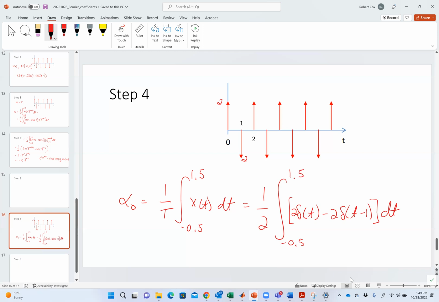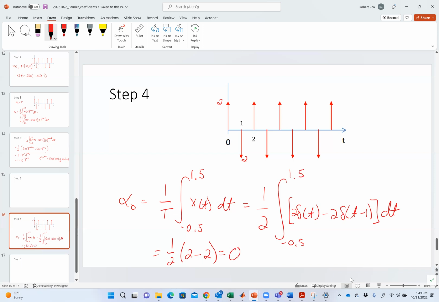1. Right? What's the integral of delta of t minus 1? 1. So it works out to be 1/2 times 2 minus 2 equals 0.